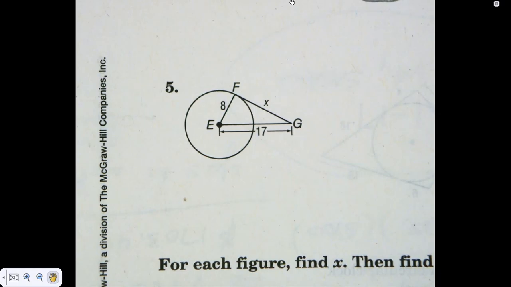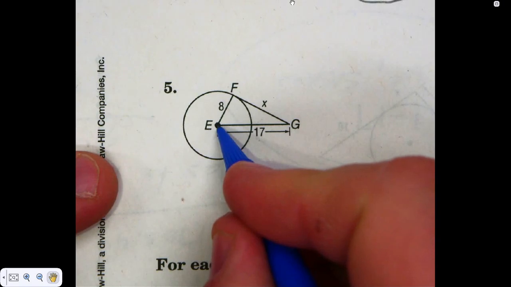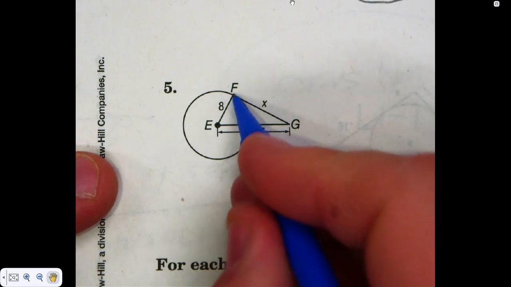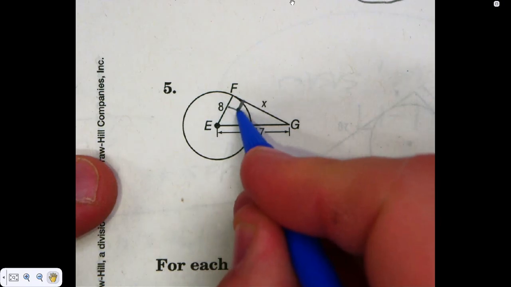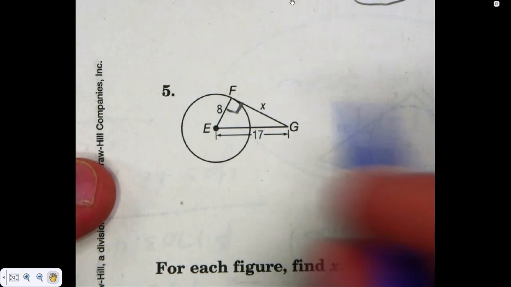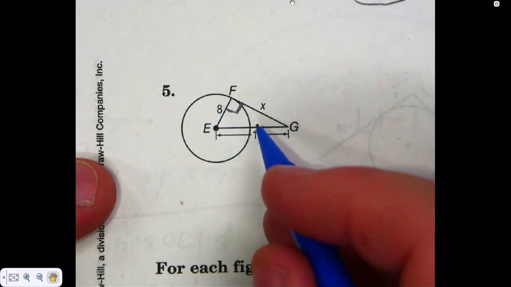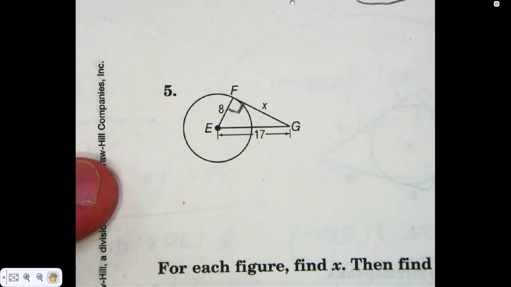What does this seem to look like? Important fact number 1 or important fact number 2? Number 1. Important fact number 1, which states that segments coming from the center to the point of tangency must create a right angle, correct? How does that help me? How does that help me find x?